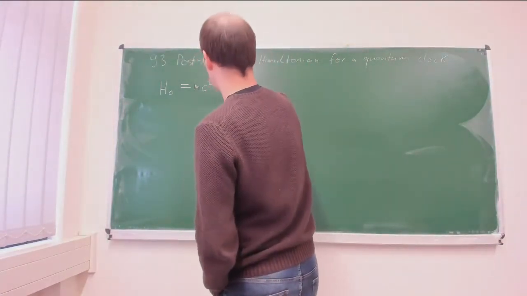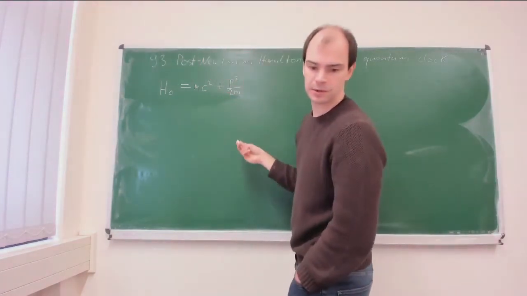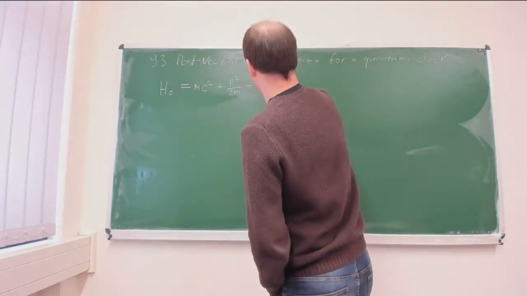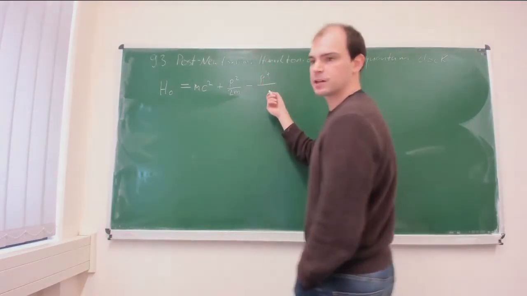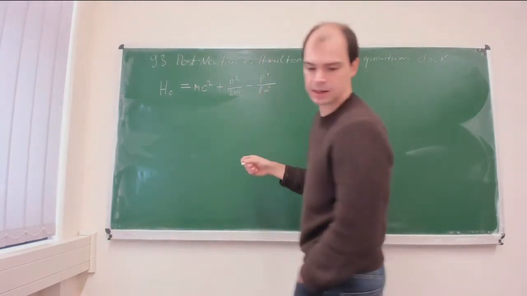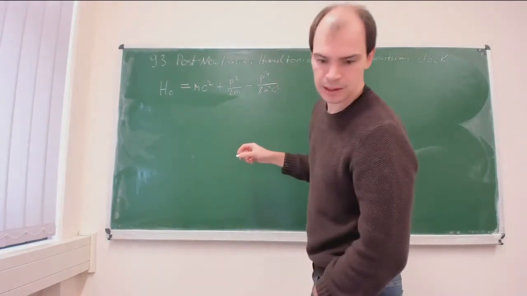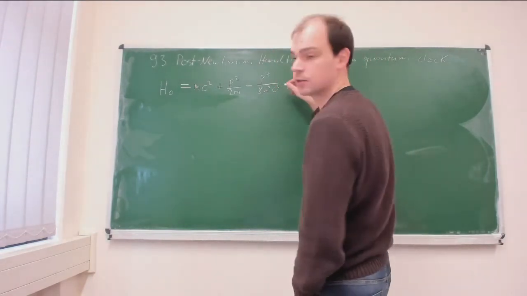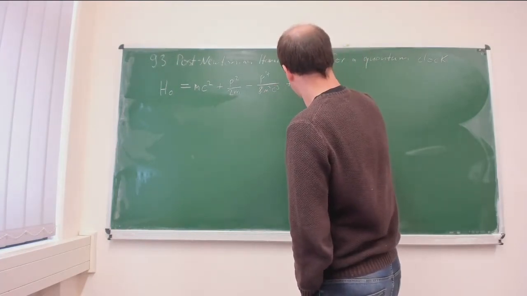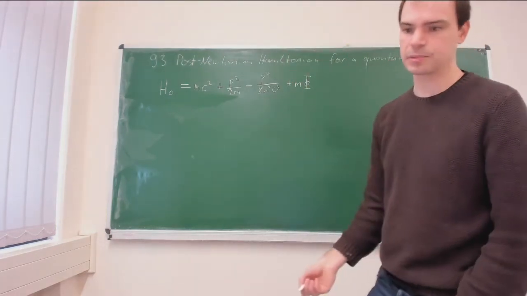So we have mc² plus p² divided by 2m minus p⁴ divided by 8m³c², so 8m³c². And now we add the gravitational potential, so we have plus mΦ. With just the Newtonian gravitational potential.